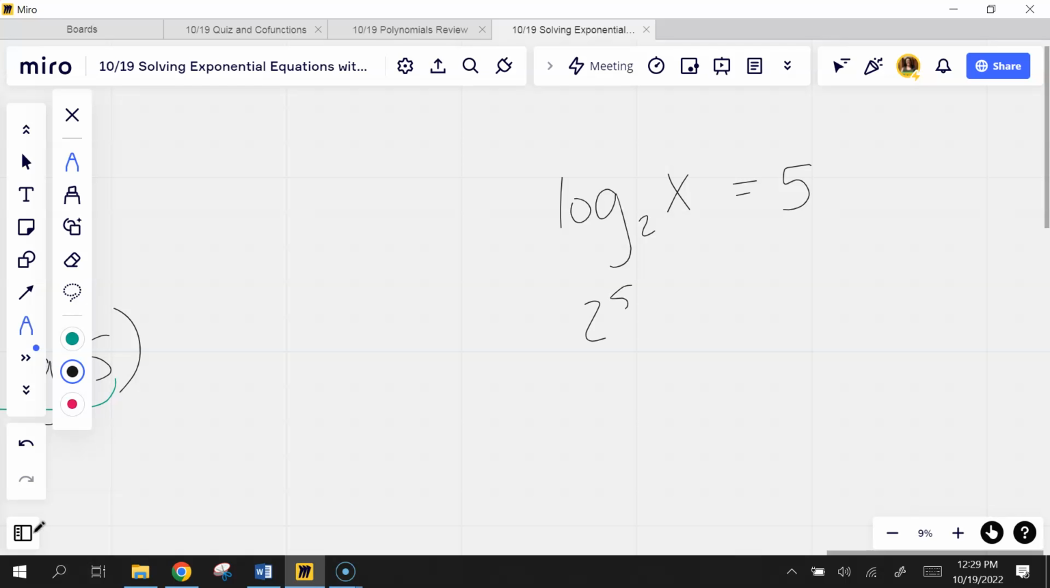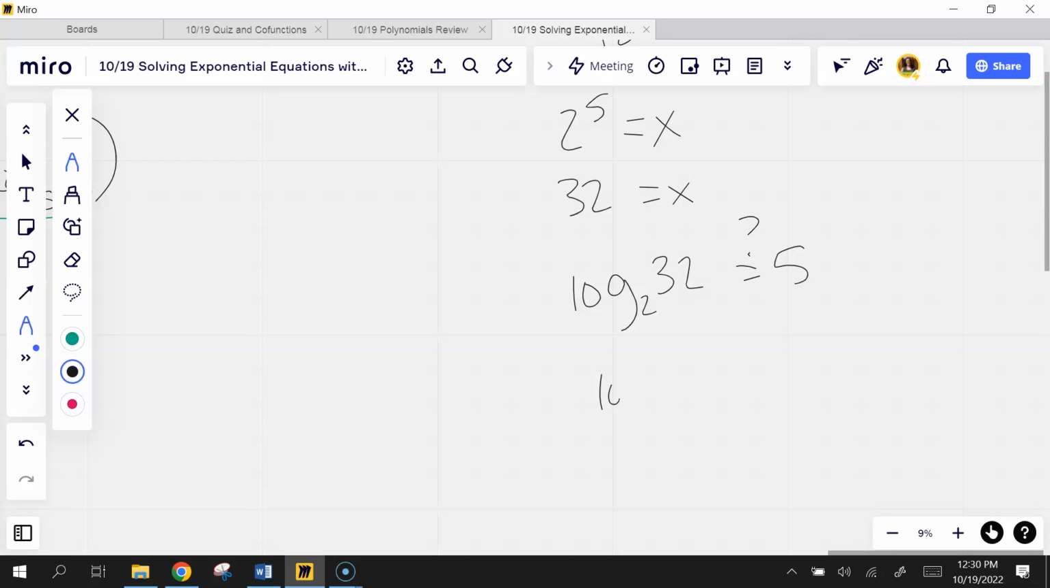So 2 to the 5th equals x. 2, 4, 8, 16, 32. And so to check it, I would have to say, well, does log base 2 of 32 equal 5? And when you put this in your calculator, you need to do log 32 divided by log 2. And it might be that you have to do this when you put it in your calculator. I think that was happening to Robert yesterday, if I remember correctly.